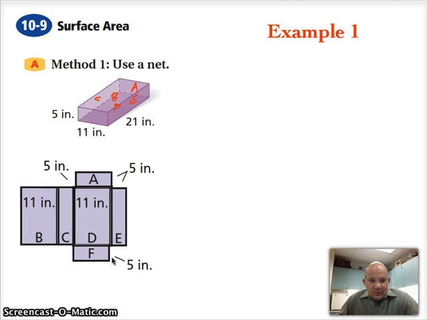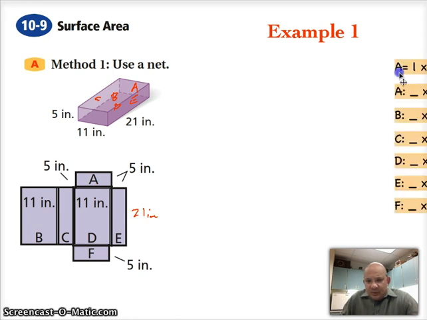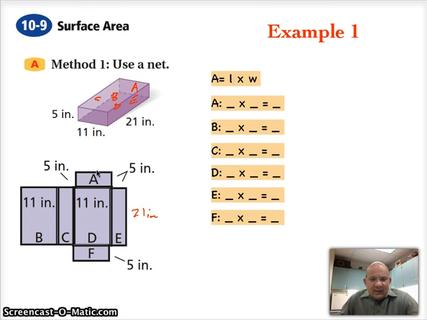So all these shorter measurements, 5 inches on the end, the 11-inch width here, and then we have the 21-inch length or depth here. What do we do next? Well, now we find the area of each of these rectangles, each of the 6 rectangles. So I'm going to drag this over. We know that the area for rectangles is length times width.